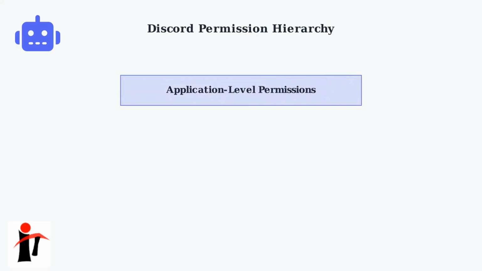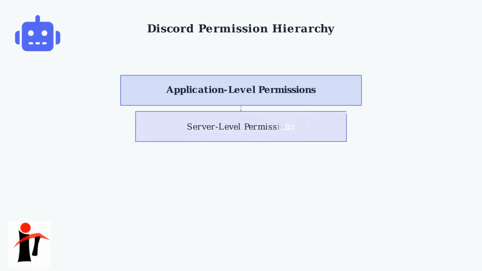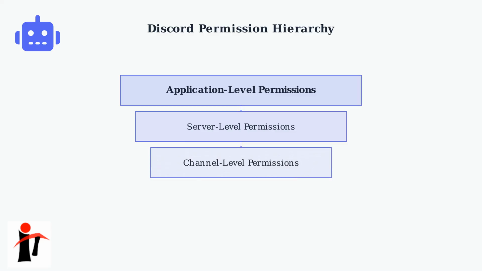Understanding Discord's permission system is crucial for troubleshooting. Discord uses a hierarchical permission model with multiple layers. At the top level, application permissions are set when you create your bot invitation link. These determine what your bot can do across all servers. Server-level permissions are configured by server administrators and can override or restrict application permissions. Channel-level permissions provide even more granular control, allowing different permissions in different channels. Finally, role-based restrictions can limit which users can interact with your bot's commands.